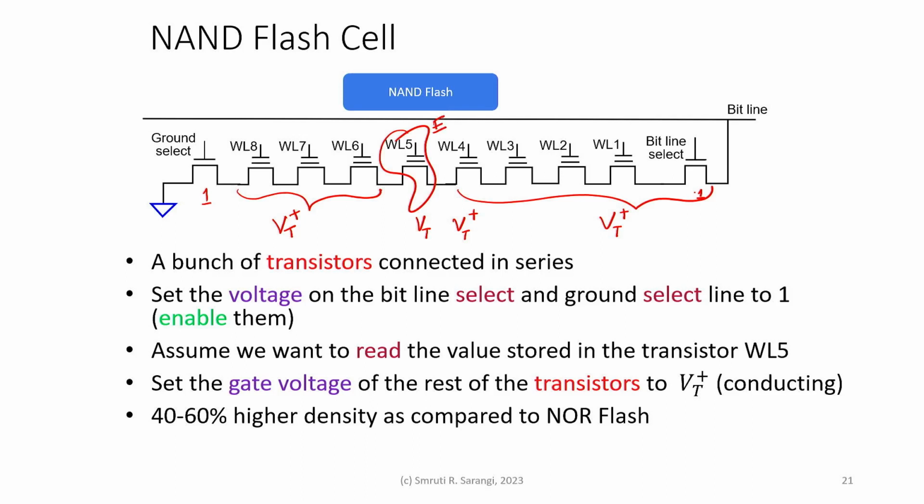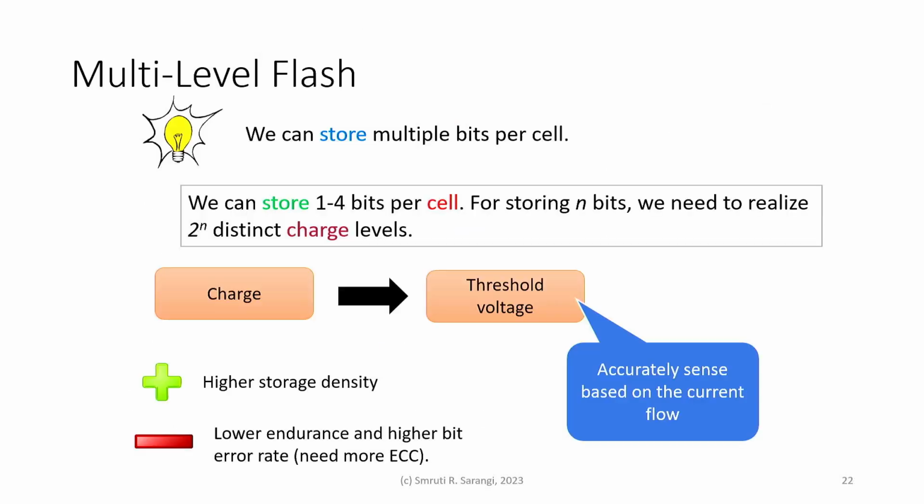So in this case, what will happen is the same thing. If it is programmed, it will have a logical 0. If it's a logical 0, it's not going to conduct. So the bit line will maintain its precharge voltage of 1. If it is not programmed, it has a logical 1, then it will conduct, and then the bit line will be set to a 0 value. So this has a 40 to 60% higher density than NOR flash, hence NAND flash is used.